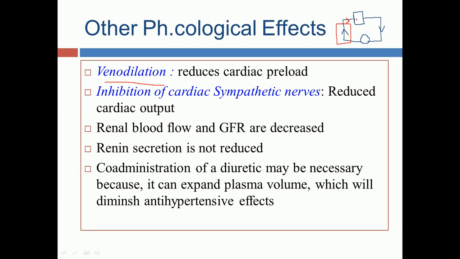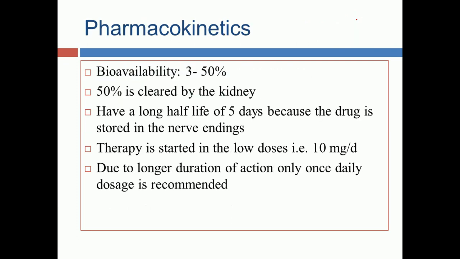Then inhibition of cardiac sympathetic nerves. It reduces cardiac output by inhibition of sympathetic nerves. Then renal blood flow and GFR are also decreased. Renin secretion is not reduced.